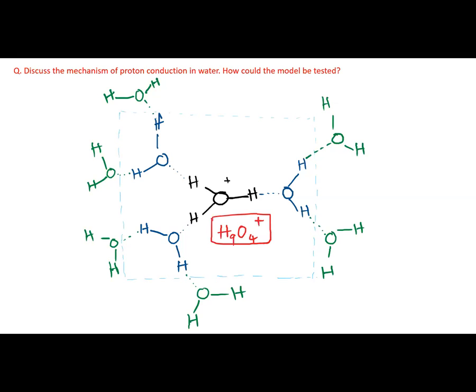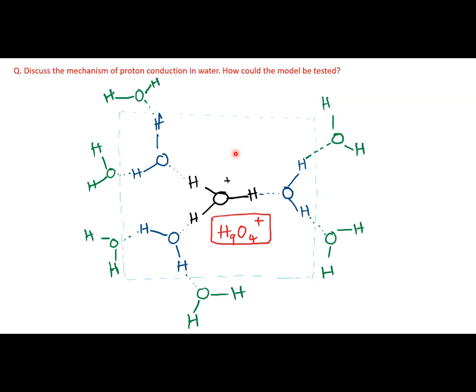So the next question here is, discuss the mechanism of proton conduction in water and how could a model be used to test this. So we discussed in the class that the diffusion of ions is very slow, maybe on the order of a few micrometers per second or even per minute. Despite this, the conduction of charge by protons is pretty fast in water. And how is it possible?